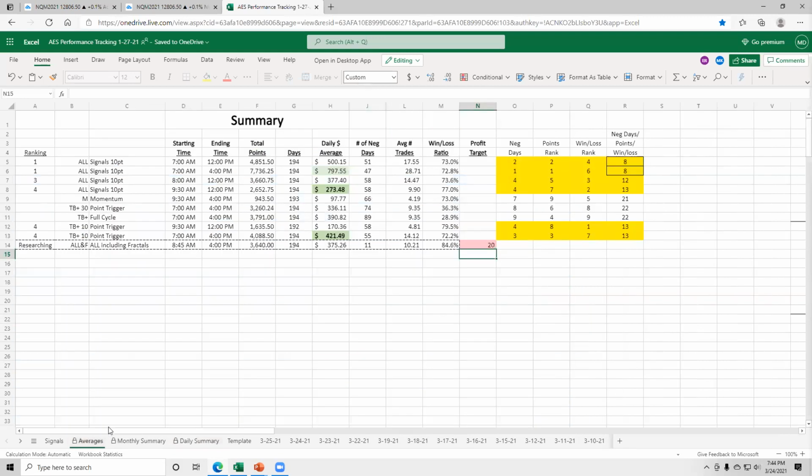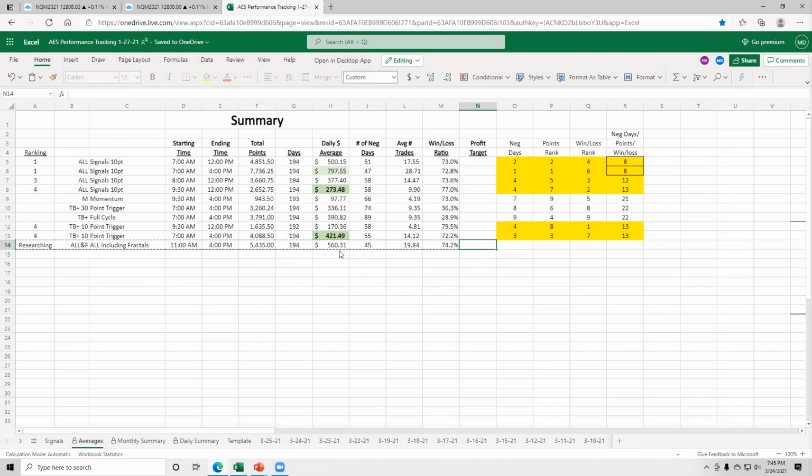Rob's asking, could you show the 11 to 4 all entries and 12 to 4 all entries? Now, Rob, you want all plus fractals? I'll assume you want that. If you don't, just let me know. And take out the 20. I highlighted red so I wouldn't forget that. So Rob, 11 to 4, all entries, all signals, including fractals.